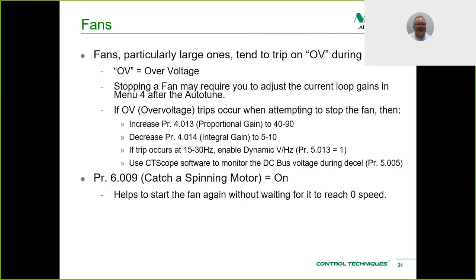If you find that the overvoltage trip occurs more towards the low end of the speed range, you can also enable dynamic volts to hertz, and that's menu 5, parameter 13. So you might need to engage that. And of course, you can always use CT Scope to monitor the bus voltage during decel. I'll show you that today when I turn on my system here, because that's what you want to look at.